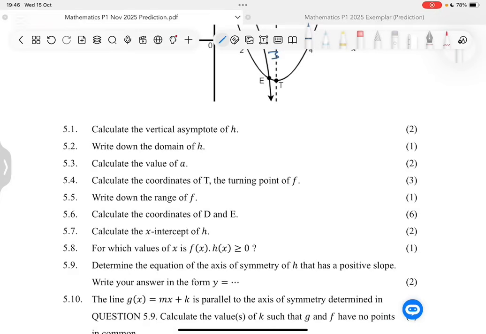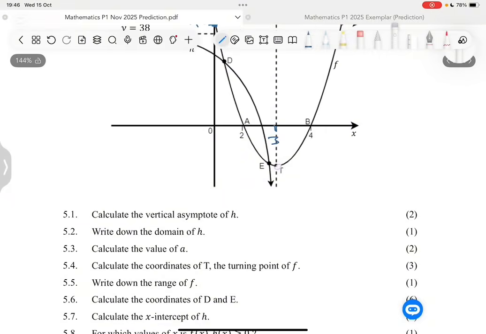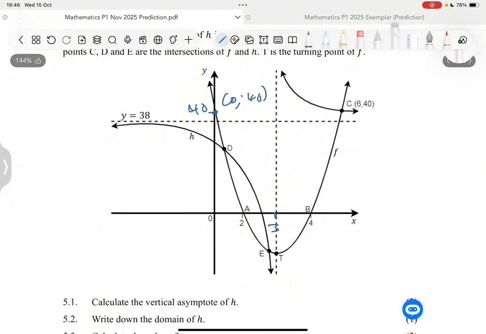Now, the next question will be question 5.4, which says calculate the coordinates of T, the turning point of f. Now, we are requested to find the coordinates of this point T, which is a turning point. To get this, you have to realize that our x value is 3 there. So that means if we put 3 here as the input value, we get the y value here, and if I have this y value, then I can write this as a coordinate. So I know that I have a 3 already there.